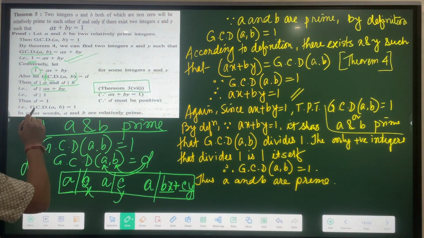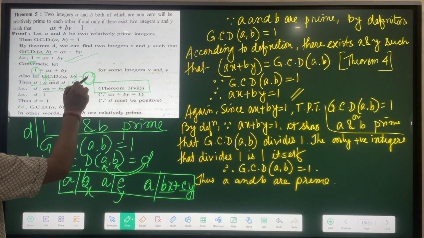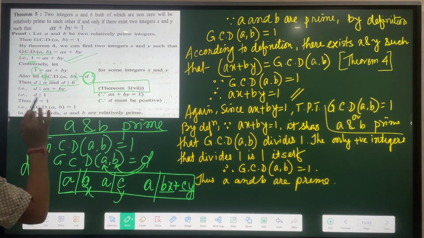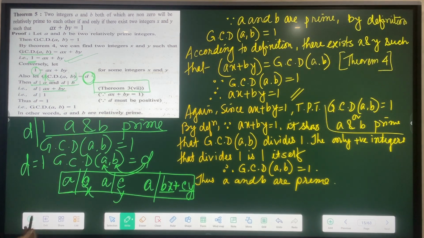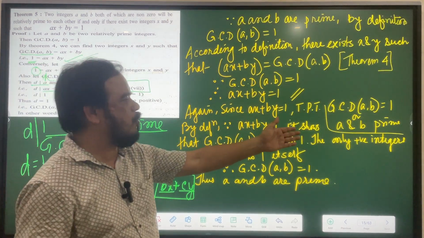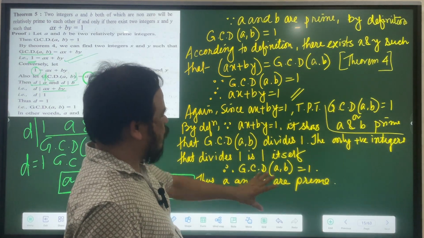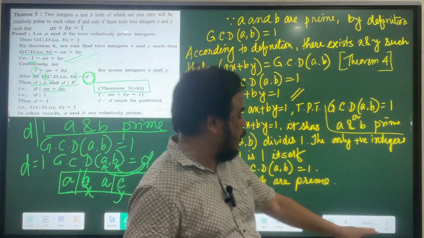What is D? GCD of A, B is D. So what we have got is D equals 1. So GCD of A, B equals 1. So when GCD of A, B equals 1, in other words, A and B are relatively prime. Same thing I have done here also, just written a little differently to make you understand. You can note it down by pausing the video.